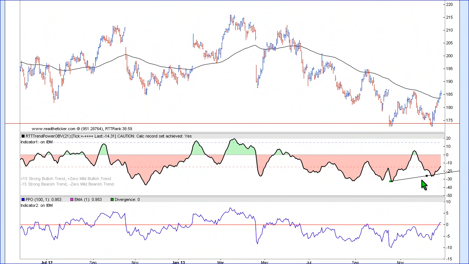Getting a bit of divergence. So yeah, if you're looking for a buy, you would have been hunting around here. Well, if you're really ambitious, you might have gone a bit earlier.